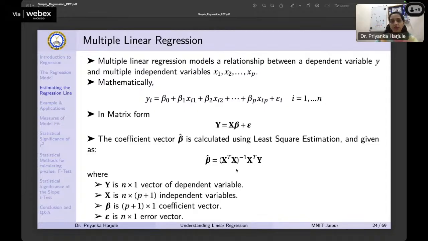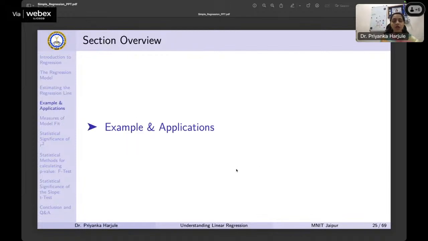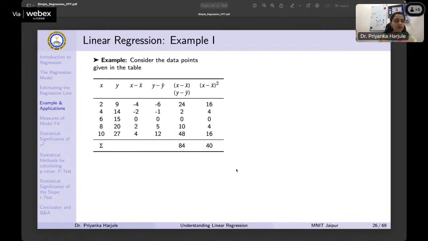And these results of multiple linear regression again follow the assumptions that simple linear regression was following, that is linearity, independence between the observations, homoscedasticity, that is a constant variance of errors, no perfect multicollinearity, and the normal distribution of the error. So now let us look at a few numerical examples using what we have studied.